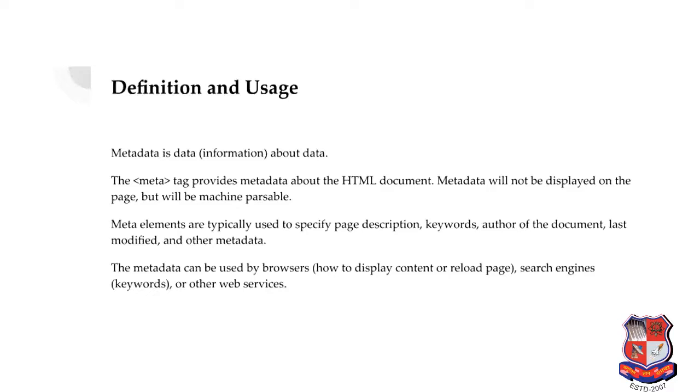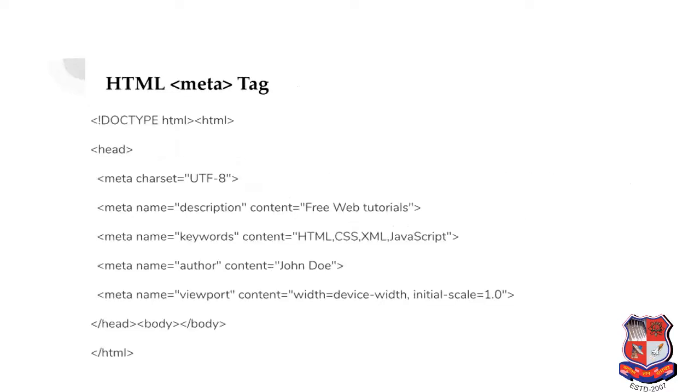Metadata is used by browsers, that means how to display content or reload the page, search engines, keywords and other web services. There is a method to let web designers take control over the viewport, the user's visible area of a web page, through the meta tag. Okay. In this example, you can see here the attributes of the meta tag.